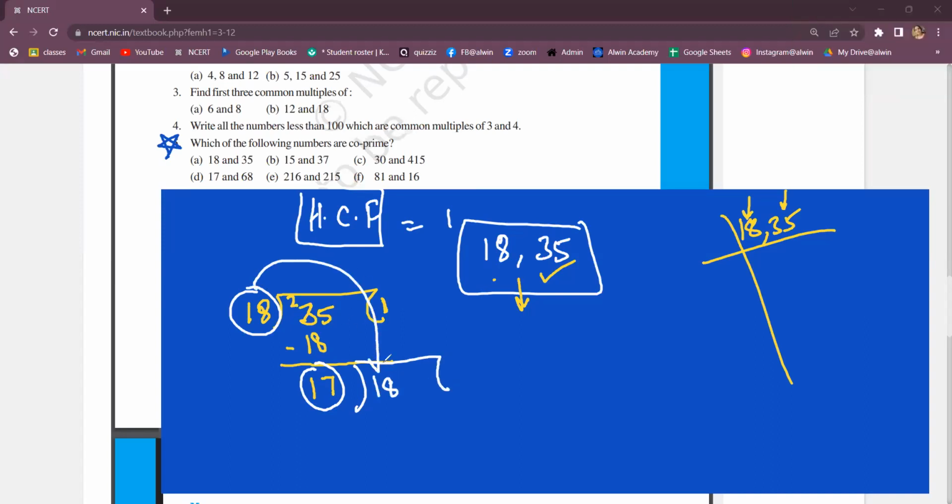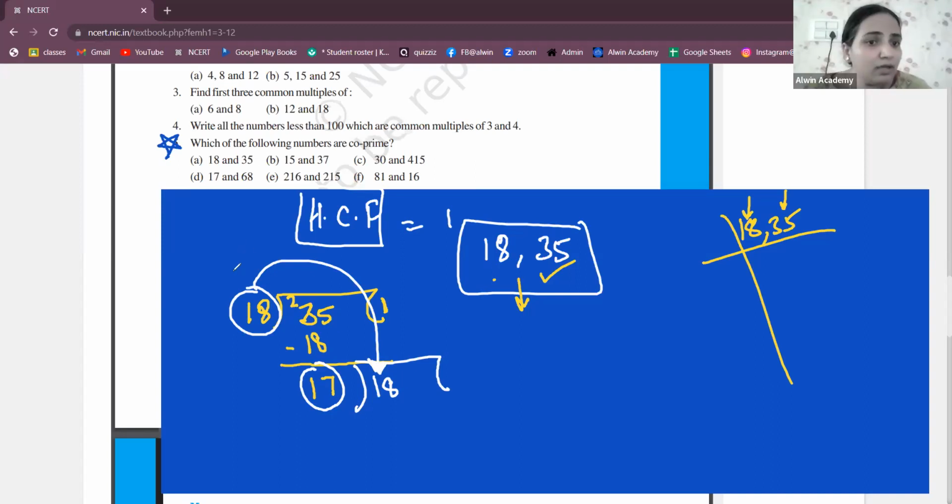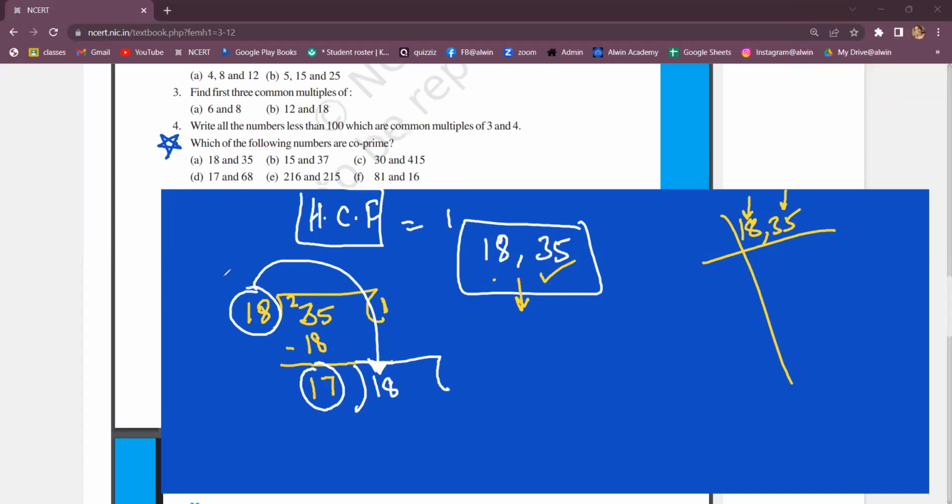This 18 comes here. Yes, beta ji. You've taught us this before. Come again, I couldn't hear. Ma'am, you've taught us this before. Yes, I know. This is the long division method. We have already done that.